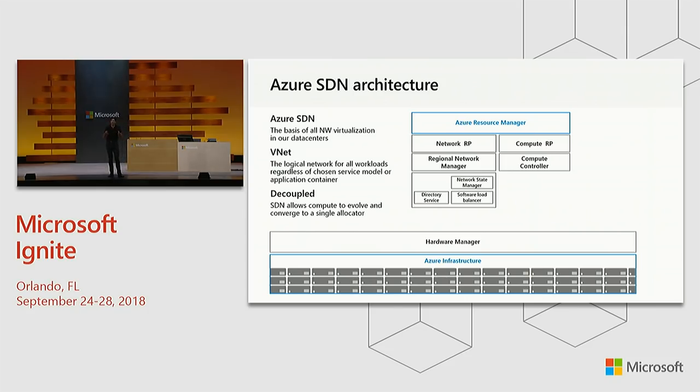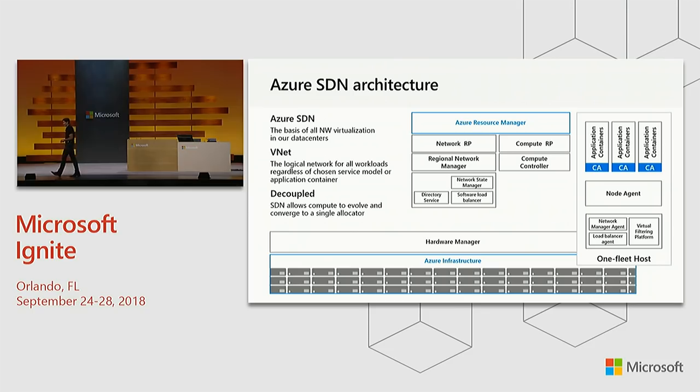But the network resource provider then has components underneath it that manage those controllers that I talked about in the SDN slide. Like the regional network manager, which then talks to the network state manager, the directory service, which keeps track of the virtual network physical to customer address mappings, and then a software load balancer, which does the load balancing.